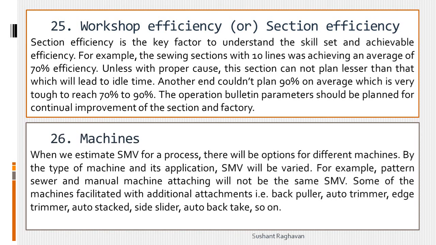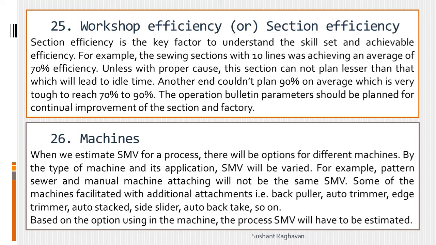Machines. When we estimate SMV for a process, there will be options for different machines, but based on the type of machine and its application, the SMV will vary. For example, pattern sewer and manual machine attaching will not have the same SMV. Some machines are fitted with additional attachments, that is back puller, auto trimmer, edge trimmer, auto stacker, side slider, auto back tack, and so on. Based on the option used in the machine, the process SMV has to be estimated.